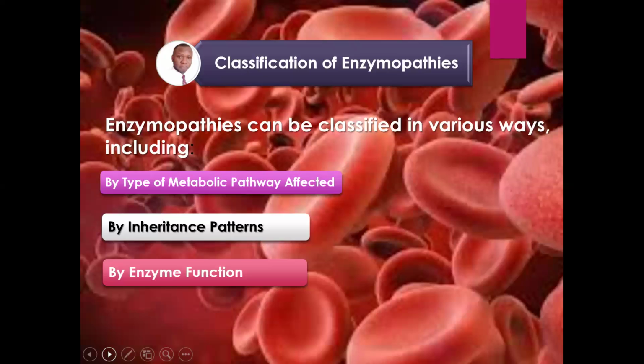Another way of classification is by inheritance pattern. Some of these enzymopathies are genetic, that is, the parents can give it to the offspring. And we try to look at the pattern of inheritance. Is it dominant? Is it recessive? Is it autosomal? Or is it sex-linked? Some of them are transmitted through sex-linkage, that is, only on the sex chromosomes, X and Y. That's where we find the condition. Some are also transferred to their offspring through autosomes, which are chromosomes that are not sex-linked or that are not sex genes. Another way of classification is by enzyme function. We try to classify enzymopathies by what the enzyme does.